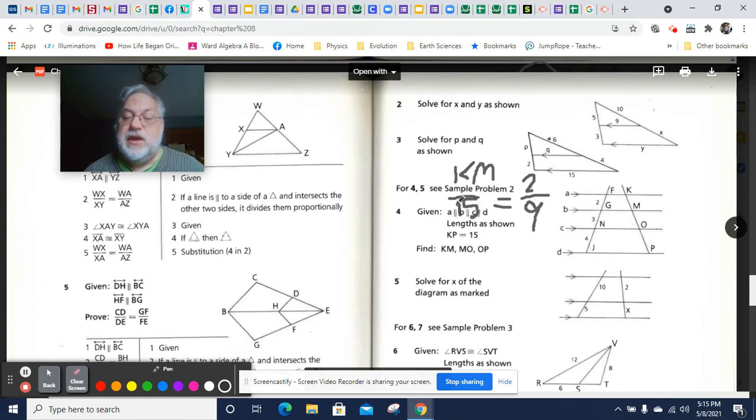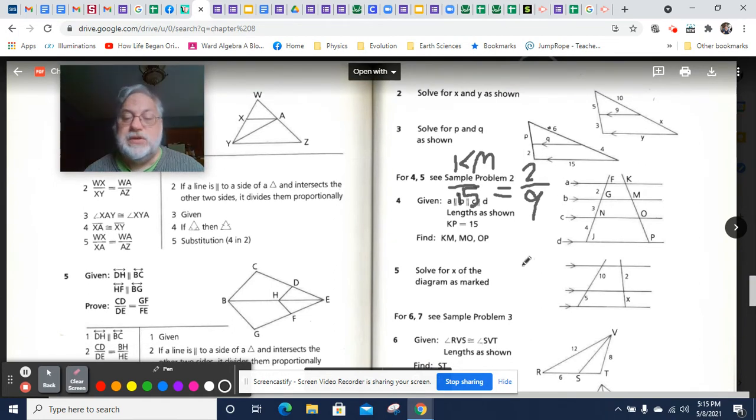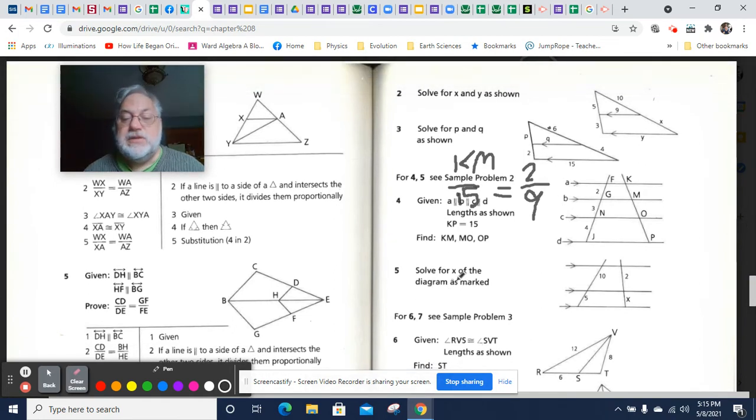And you'll do the same kind of thing for MO. You'll use 3 instead of 2. OP, you'll use 4 instead of 2. And all of those will be solvable like that. In this one, we're supposed to find X in this diagram. So 10 is to 5 as 2 is to X because these lines are all parallel. So 10 is to 5 as 2 is to X. So X has got to be 1.